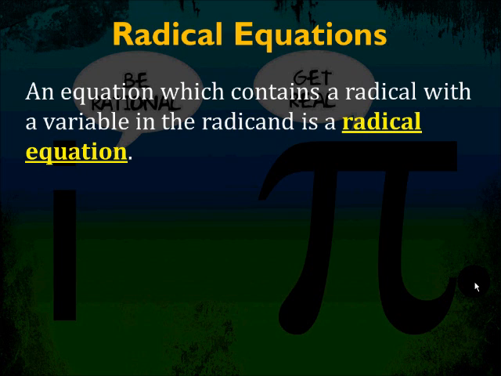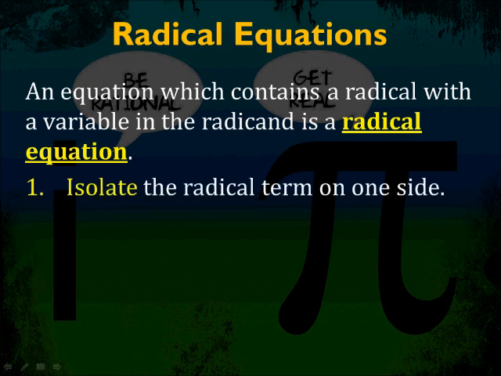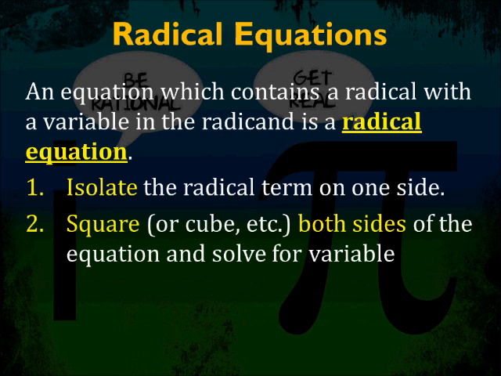So we first must define a radical equation. An equation which contains a radical with a variable in the radicand, which of course is the number inside the radical, is a radical equation. First, you'll want to isolate the radical term on one side. You might have more than one radical term, and you're going to isolate one of them on one side of the equation. Second, you're going to square, or in some cases cube, both sides of the equation, and solve for the variable. This will make sense when we go over an example.